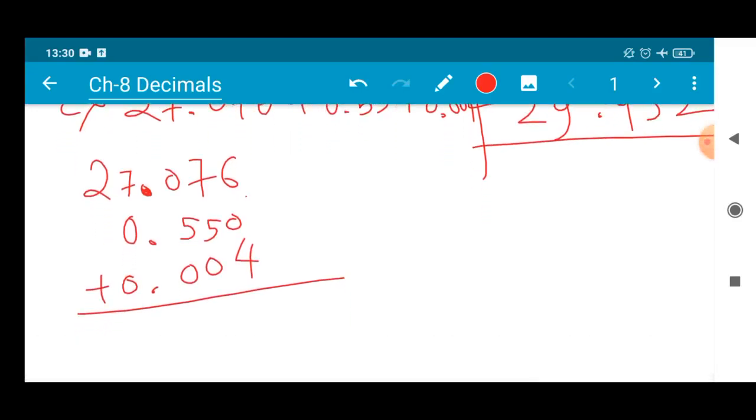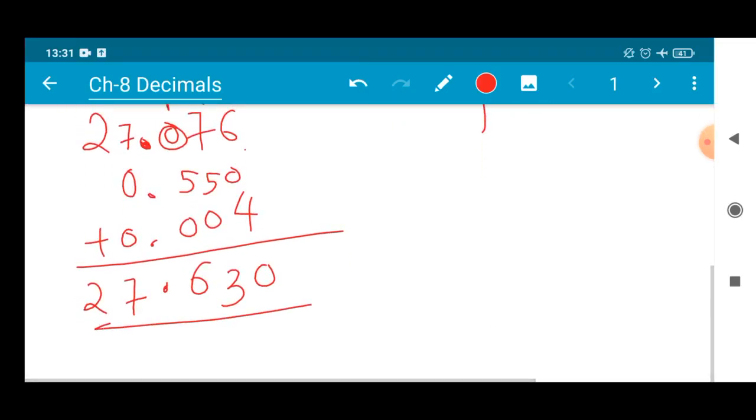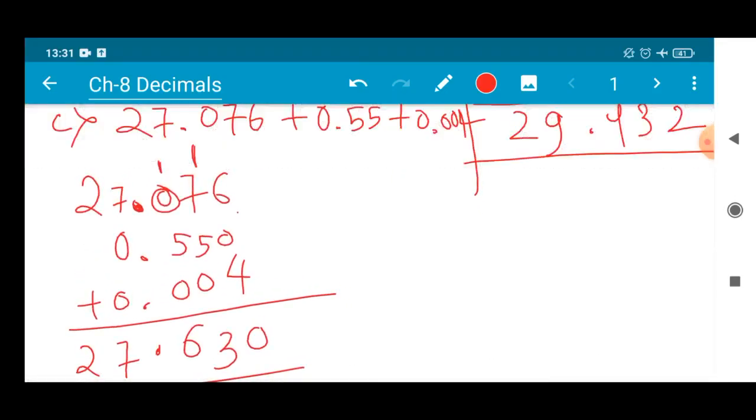Now start adding. 6 plus 0 is 6. 6 plus 4 is 10. 1 in hand there. 1 plus 7 is 8. 8 plus 5 is 9, 10, 11, 12, 13. So 3, 1 in hand. 1 plus 0 is 1. So 1 plus 5 is 6. 6 plus 0 is 6. Now 7 plus 0 is 7. 2 there. So 27.630 will be your answer. Or simply you can say 27.63 also. If you write only 27.63, it will be absolutely correct, no problem with that.